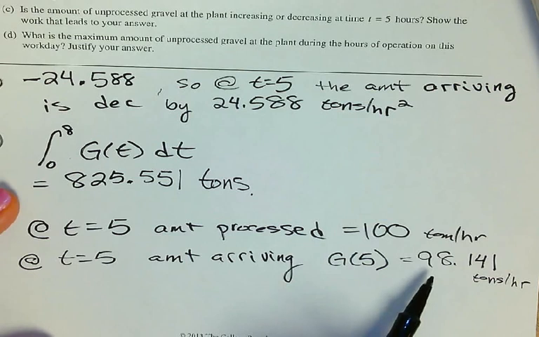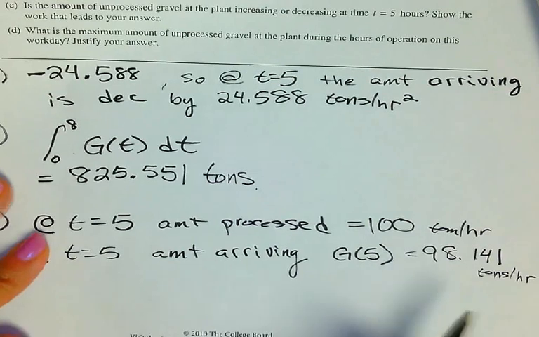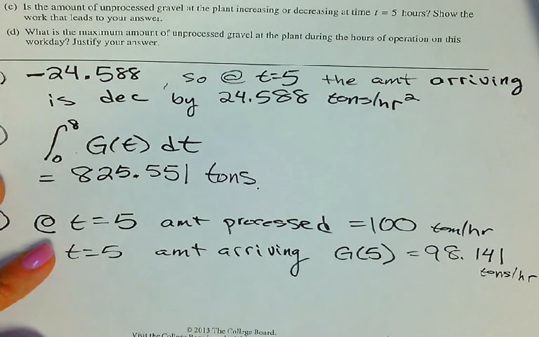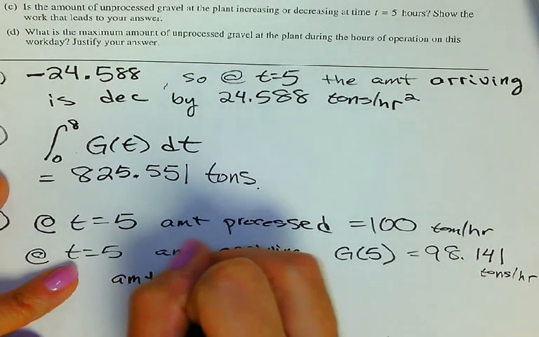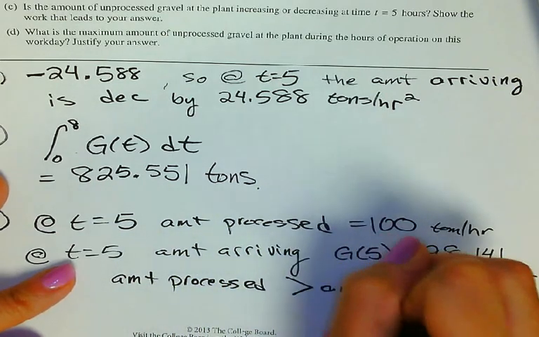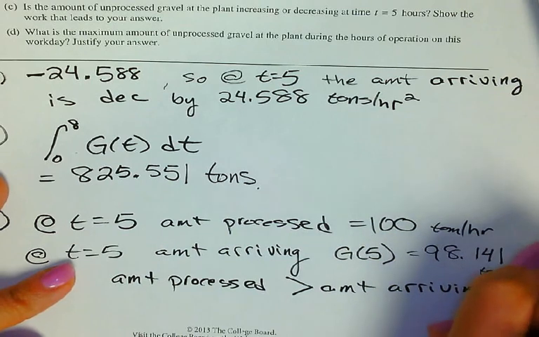So what I'm really trying to do here is compare. Since the amount being processed is 100 tons per hour, and at t equals 5, the amount arriving is 98, you're processing slightly more than is arriving. So since more gravel is being processed than is arriving, the overall amount of gravel is decreasing, right? Like the pile, you can actually start to process some of that 500 tons that you started with. So here the amount processed is greater than the amount arriving.